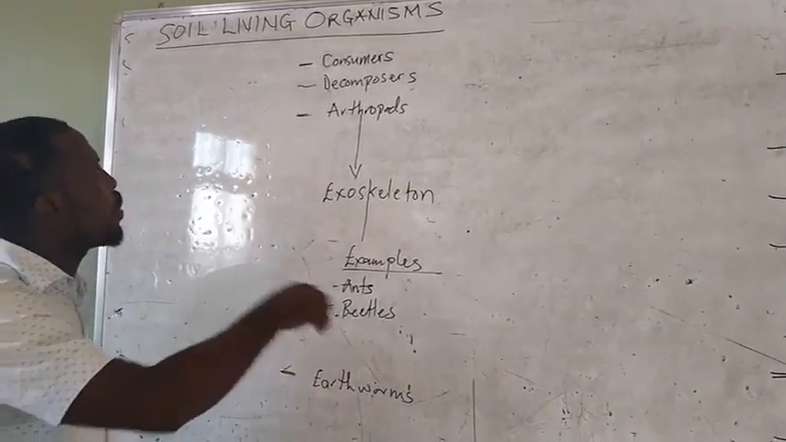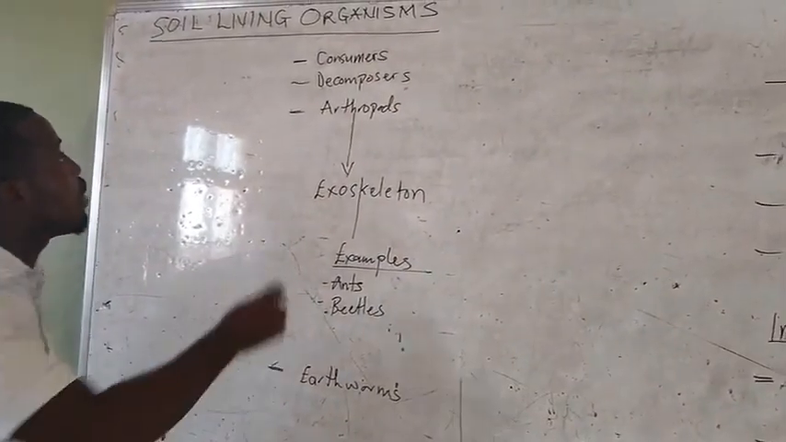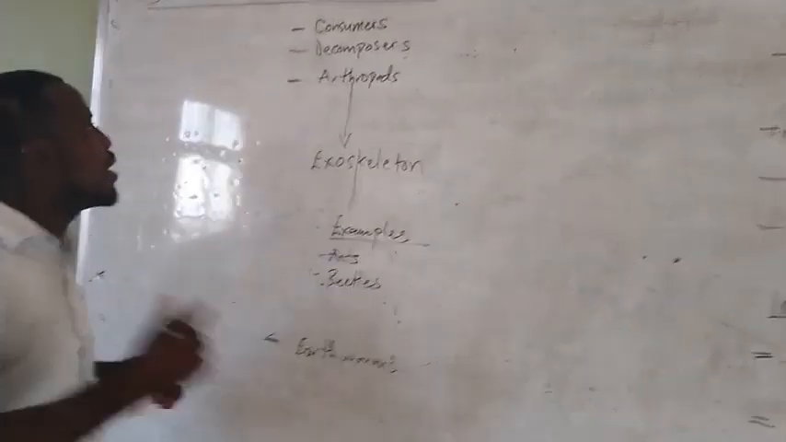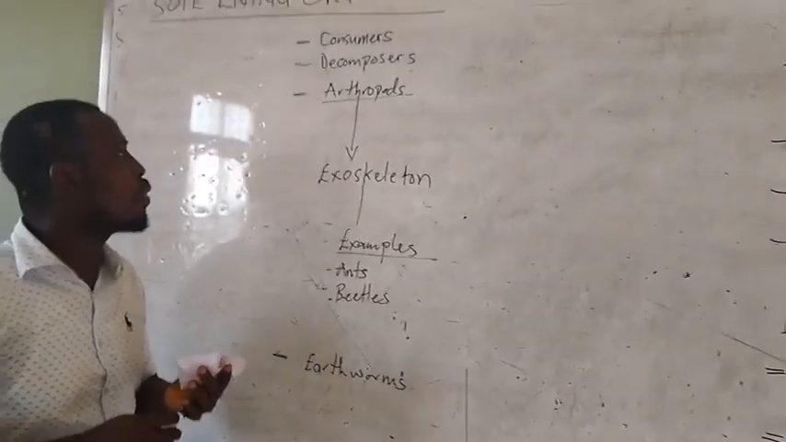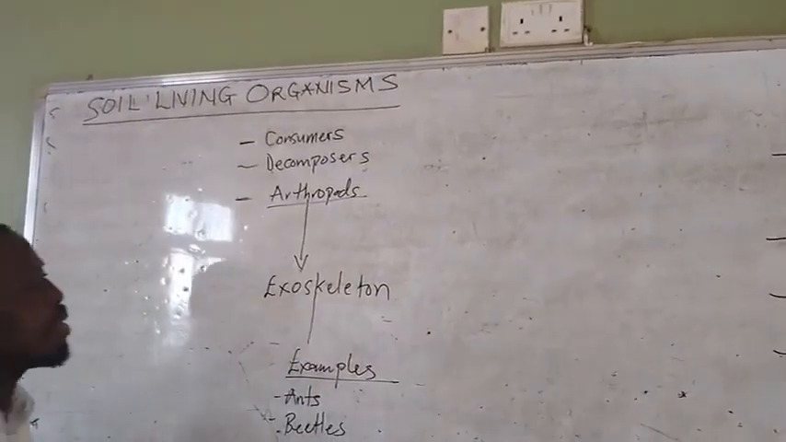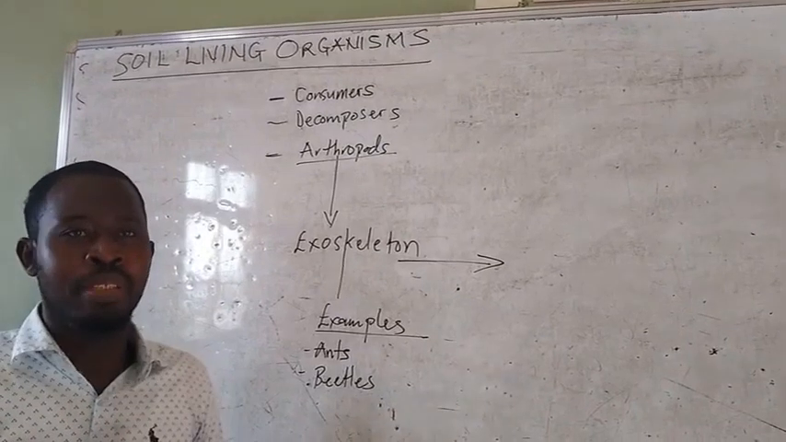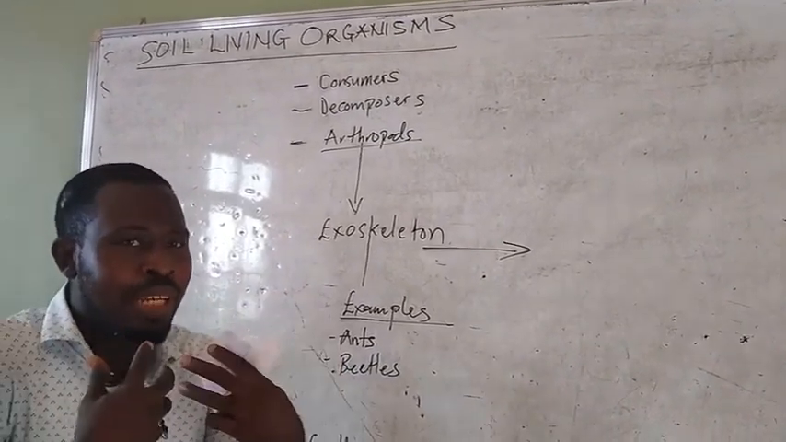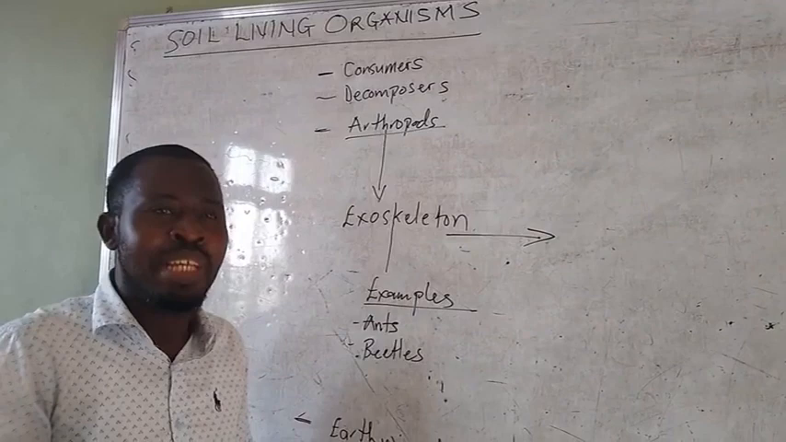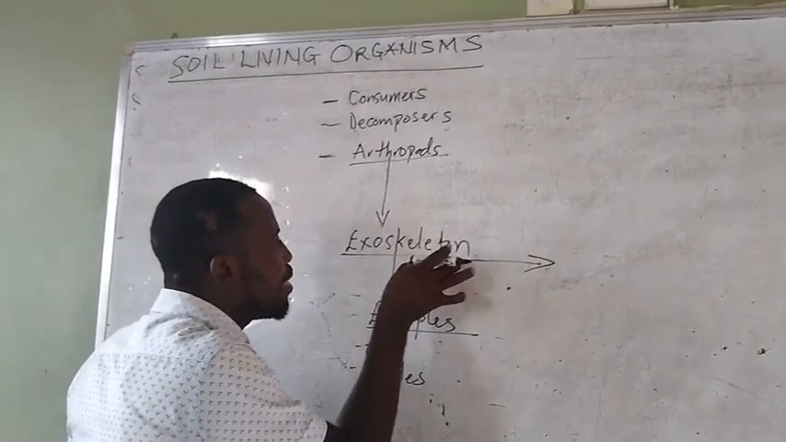Most organisms that are in the soil are either consumers or decomposers. Now, a broad section of living organisms in the soil are arthropods. When we say arthropods, we mean animals that have an exoskeleton. When we talk about an exoskeleton, we are talking about animals that have their skeleton outside their body. Okay? So we have exoskeleton and then we have endoskeleton. Endoskeleton is for living organisms that have their skeleton inside their bodies. So we are looking at animals with their skeletons outside.